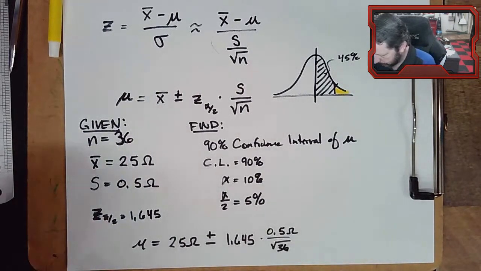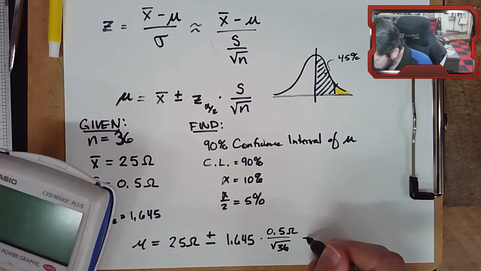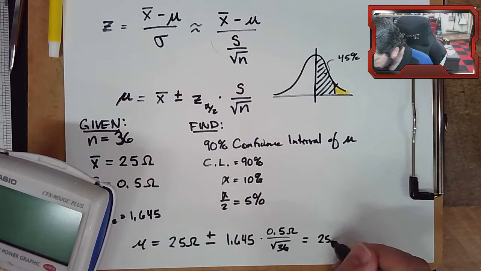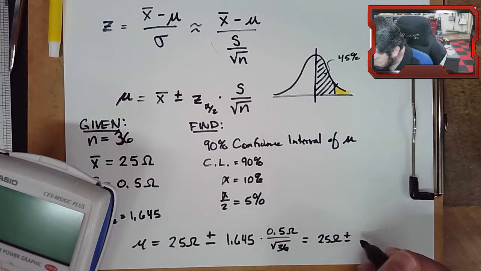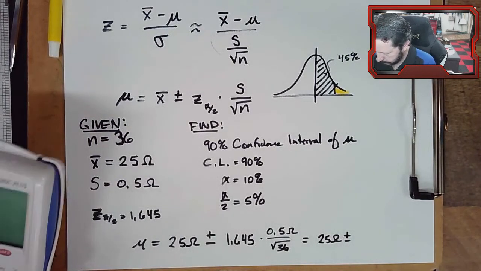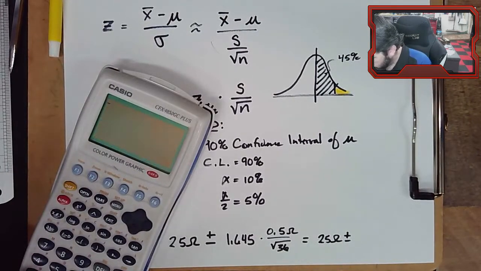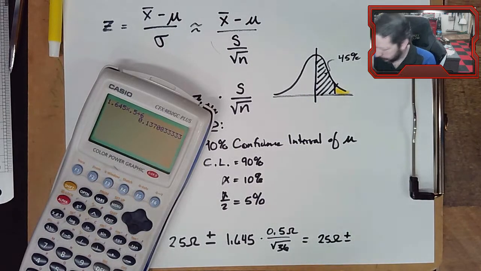If we do this math, it equals 25 ohms plus or minus 1.645 times 0.5 divided by 6, 0.137.